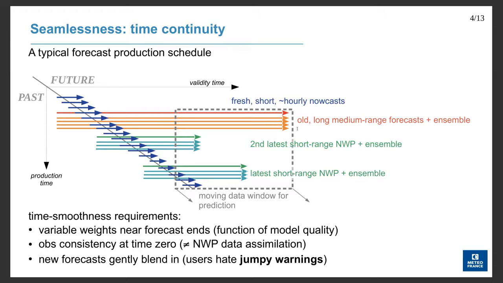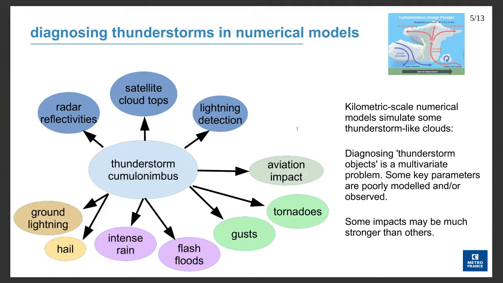So then there's the discontinuity in parameter space between what is available in the models, including the nowcasting systems, and the parameters in terms of which we need to make warnings. Taking thunderstorms as an example, there are many possible impacts from a thunderstorm cloud. Some are easy to observe and are relatively well modeled nowadays, like radar reflectivities or satellite cloud tops. Others, like tornadoes or hail, are much more difficult to observe and to model.